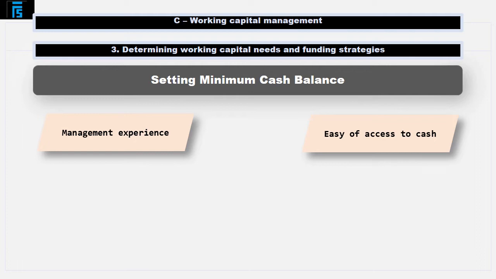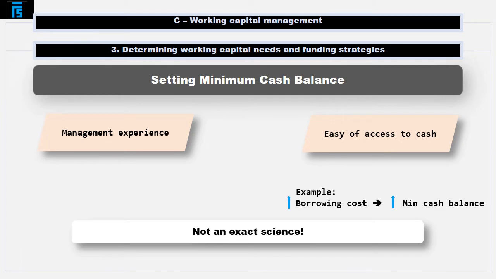So, for example, in a market where cash is hard to come by and borrowing costs are high, the minimum cash level will be much higher than in a market where interest rates are low and borrowing is cheap, and the non-cash marketable securities are easily converted into cash. So, as you can see, there's no exact science in setting this level. It involves management's attitude to risk, the ease of converting marketable securities, and the ease of borrowing.